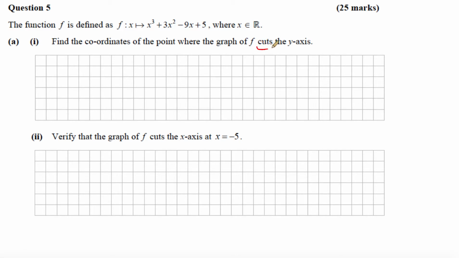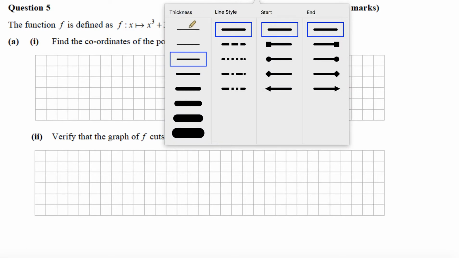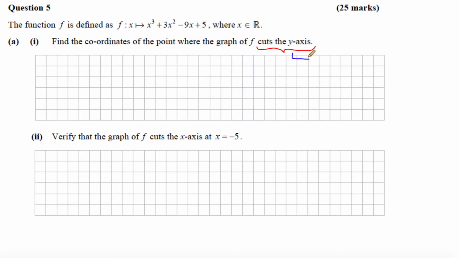Well, if you want to find the place where it cuts the y-axis, you let x equal to 0. That's how we find the y-intercept. So we change the x's in the function to 0. So this can be just written as f of x equals the function as well. This symbol here means the same thing.